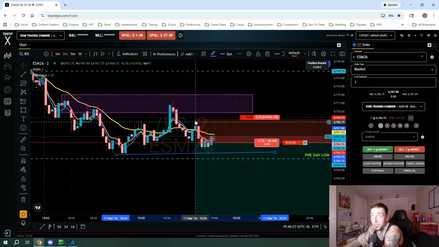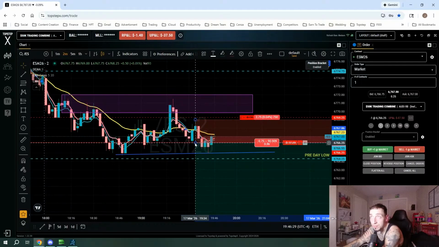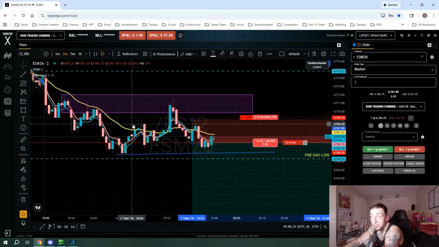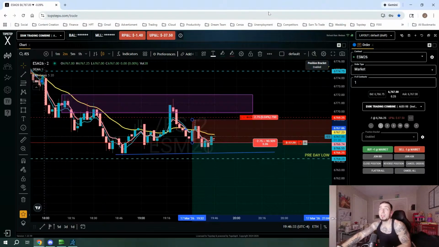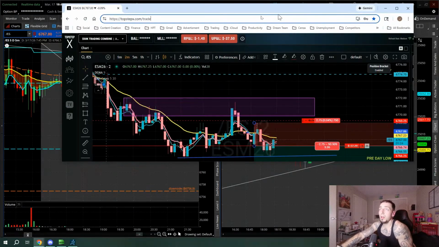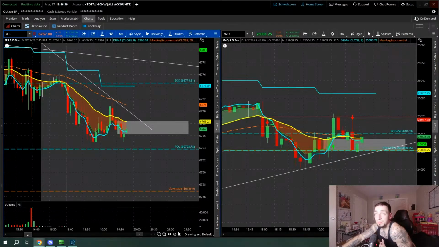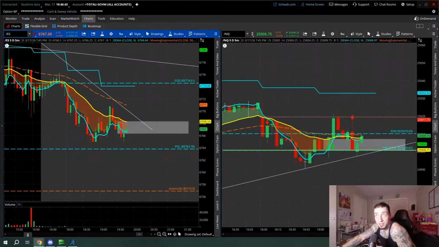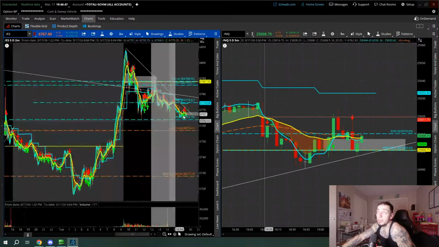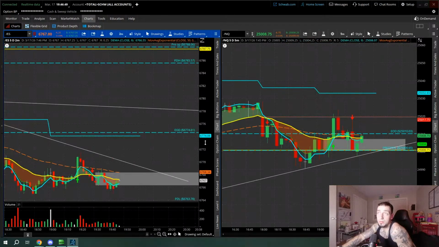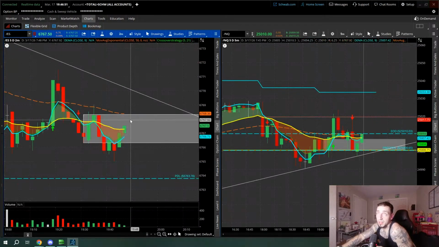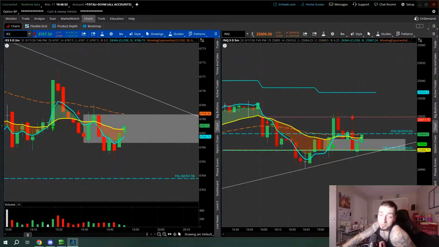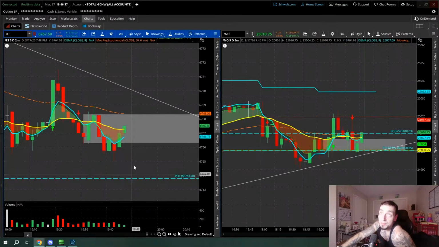Don't want to be stupid here, but let me see. Let's go back to the drawing board here. If we respect it, we could add in and target previous day low. I need a good respect though, and that's not what it looks like. This is one of the markets you got to start doing everything opposite.